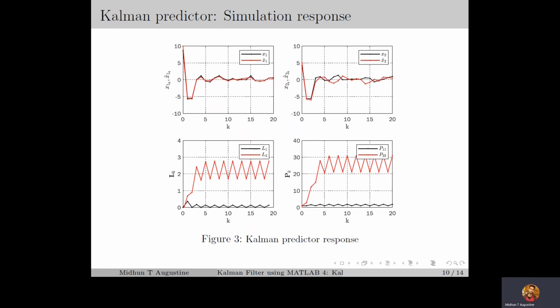The state response shows that the Kalman predictor can estimate the states of time varying systems as well with sufficient accuracy. From the plots of the estimator gain and recursive matrix elements, we can observe that Lk and Pk do not converge to some fixed matrices because of the time varying nature of Ak and Bk.